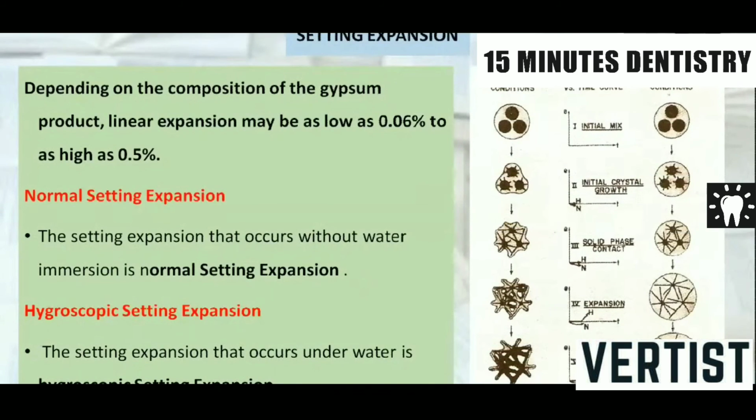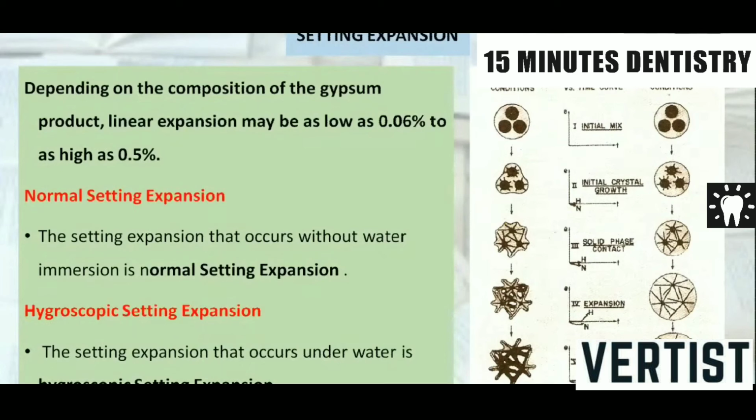So this is another one, setting expansion. They always ask me in the exam about the normal setting expansion and hygroscopic setting expansion. What is the normal and hygroscopic setting expansion? Hygroscopic expansion will always be 3 to 4 times more than your normal setting expansion, because there is always a constant water supply for the reaction.